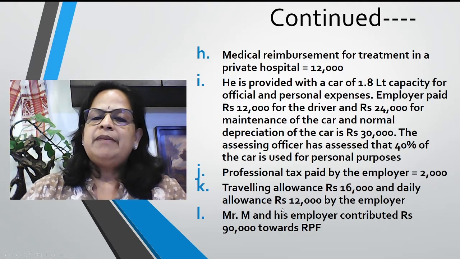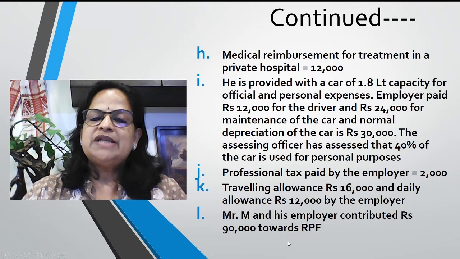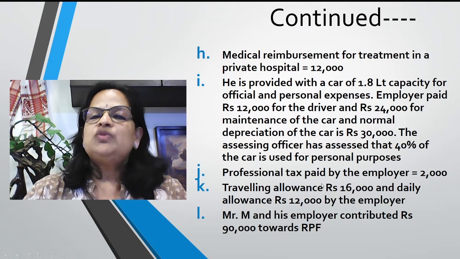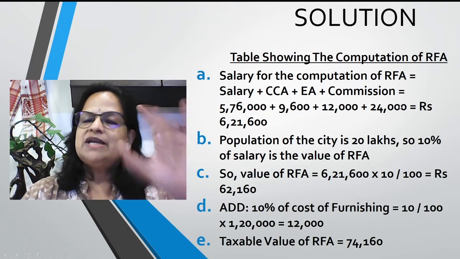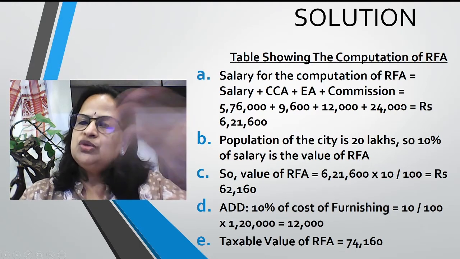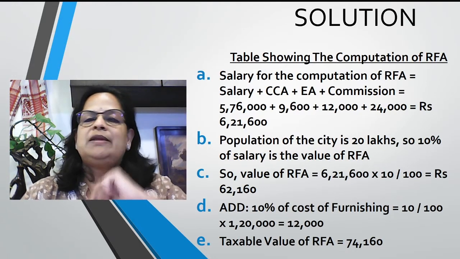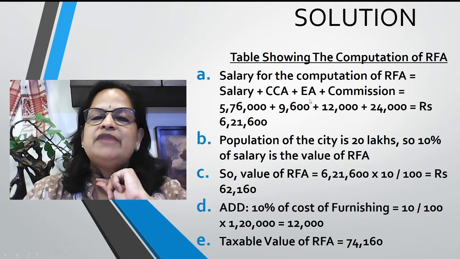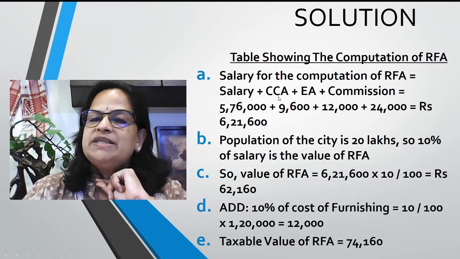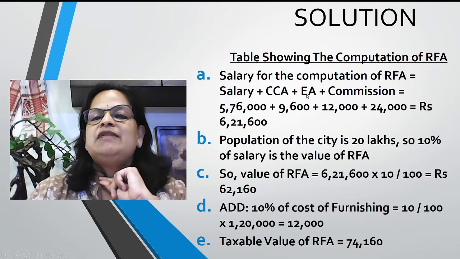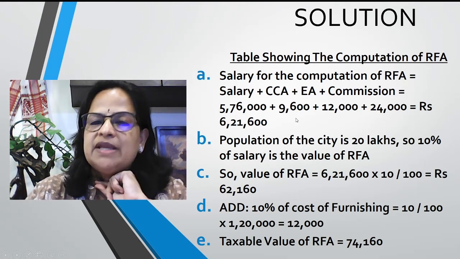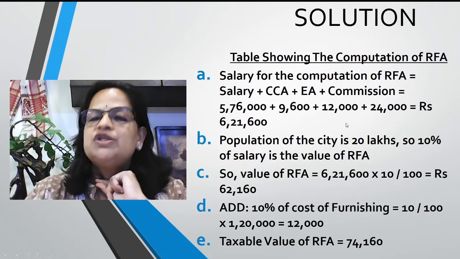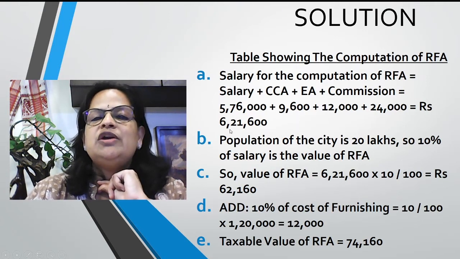Now Mr. M and his employer contributed rupees 90,000 towards RPF. So we have to check whether it's crossing 12%. Now solution. First I am taking RFA because I have to use this in the statement for gross salary. Salary for the computation of RFA: salary plus city compensatory allowance plus entertainment allowance plus commission. So 5,76,000 plus 9,600 plus 12,000 plus 24,000. So total you are getting 6,21,600.